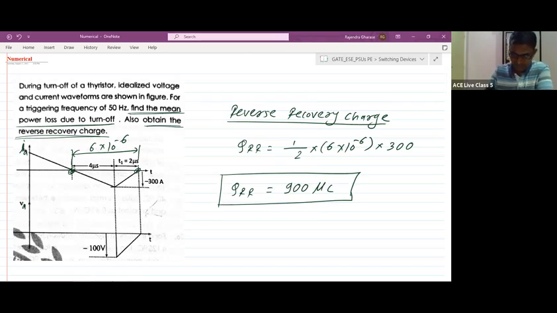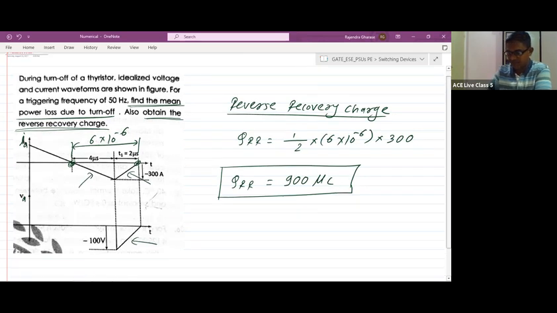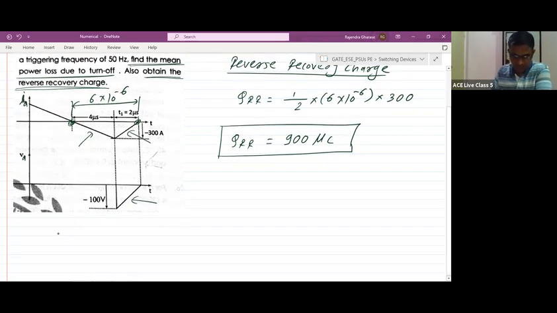Yeah, commutation we will discuss after this numerical, right, Pratik? So now the mean power loss due to turn off we need to find. We know the power loss is equal to frequency into energy loss, right? How to find the energy loss? For that we need to write the expression for this waveform and the expression for this waveform.